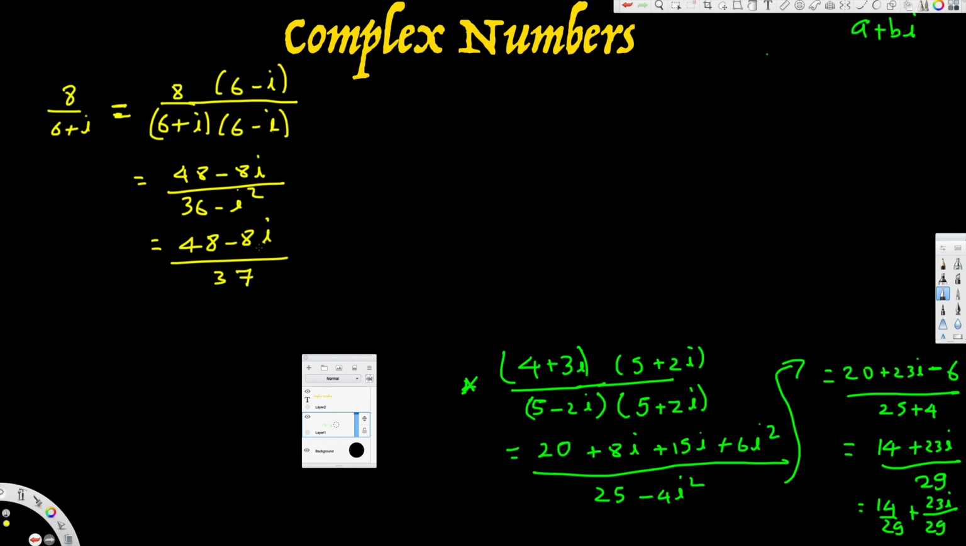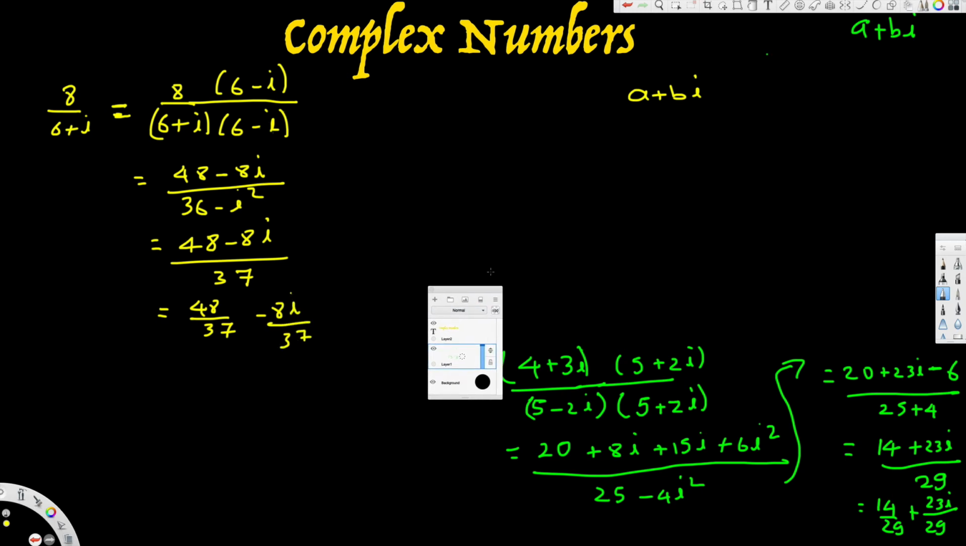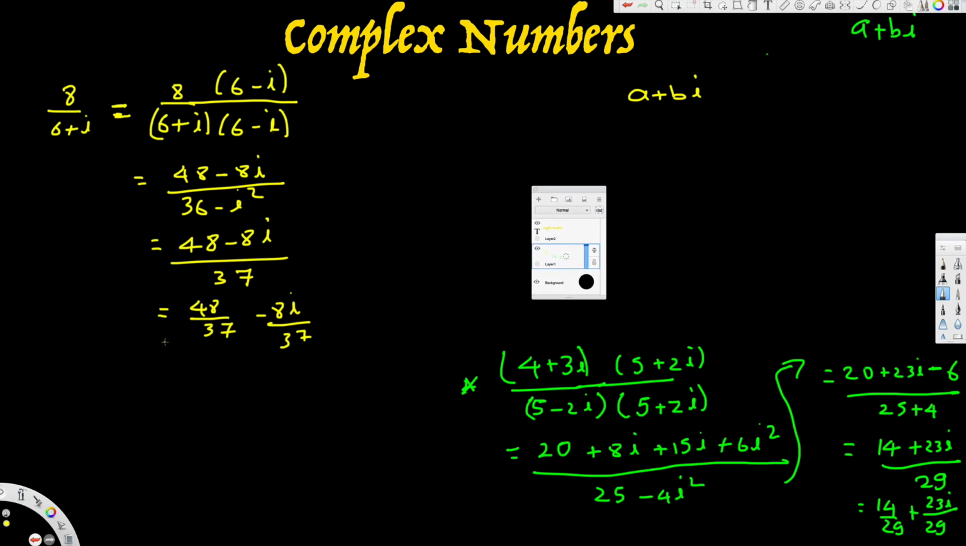And finally we have to give it in a plus bi form. To do that, we just have to separately distribute this 37, so 48 divided by 37 minus 8i divided by 37, and this is our final answer. Now let's try this problem.